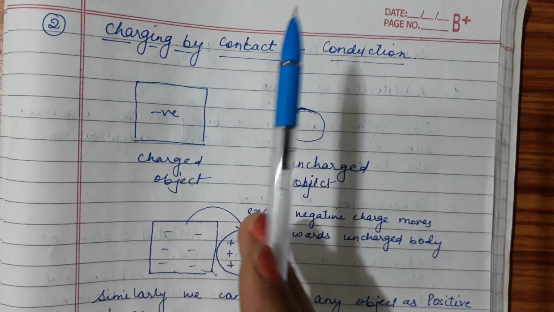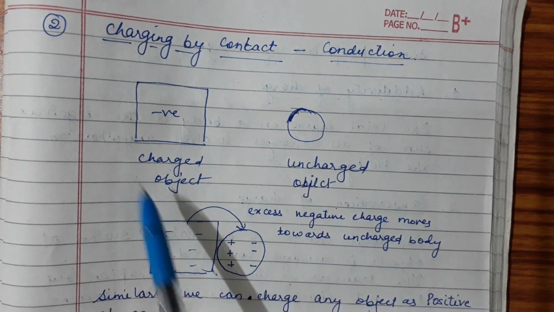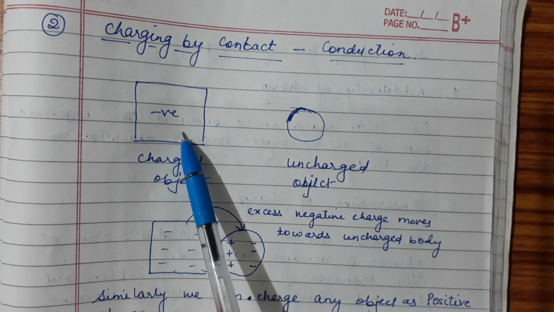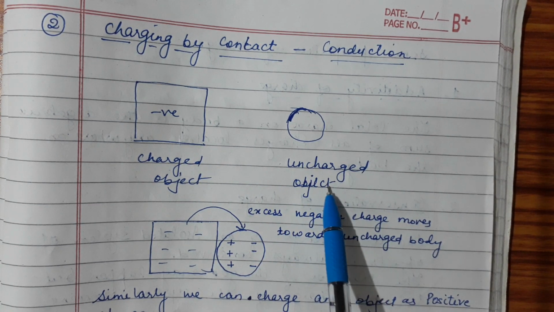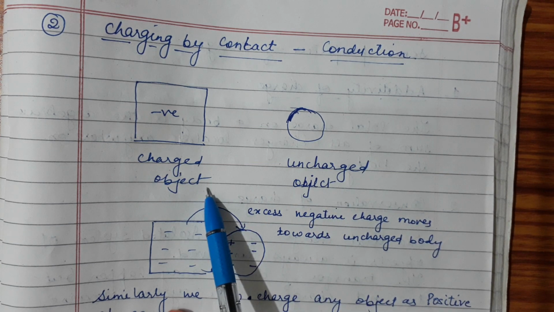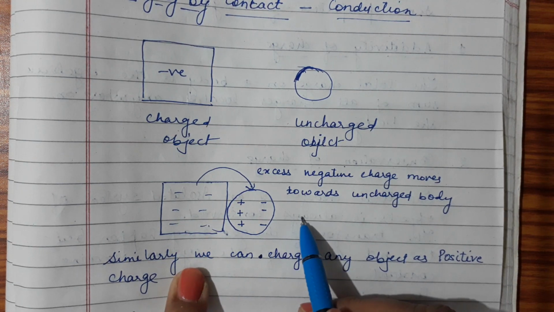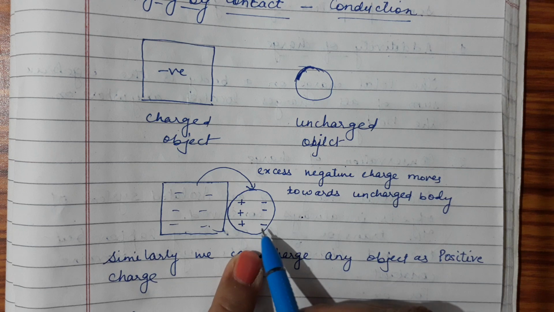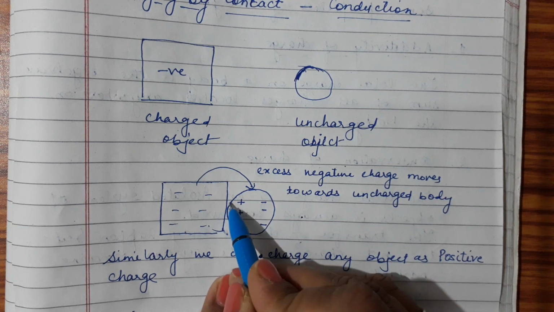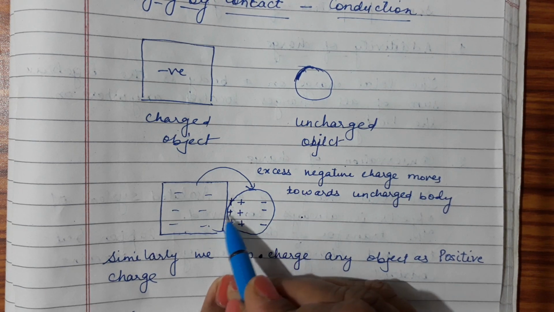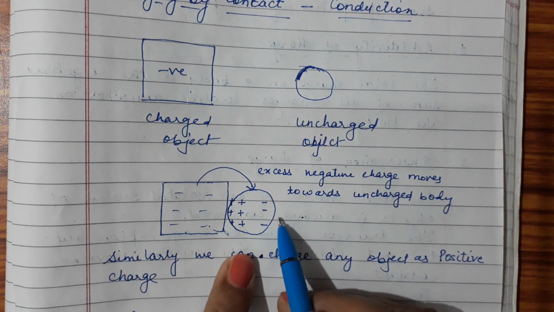The next method is charging by contact, that is conduction. In this method we take a charged object. Here the charged object is negatively charged and we have another uncharged object. When we bring this uncharged object close to this charged object, what happens? Here you can see this is the charged object and this is the uncharged object. The uncharged object too has charges. The positive charges get drifted towards this end and the negative charges get drifted towards this end.